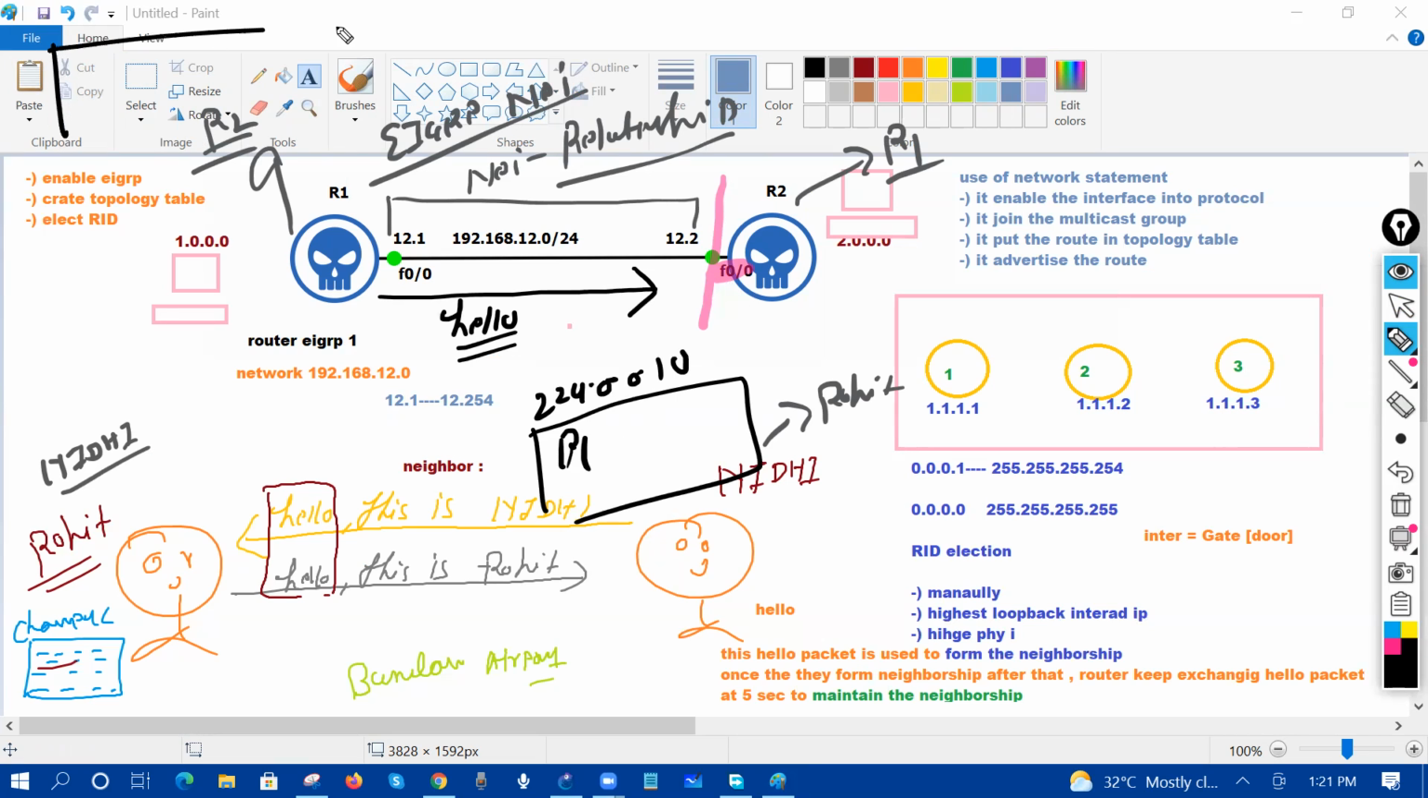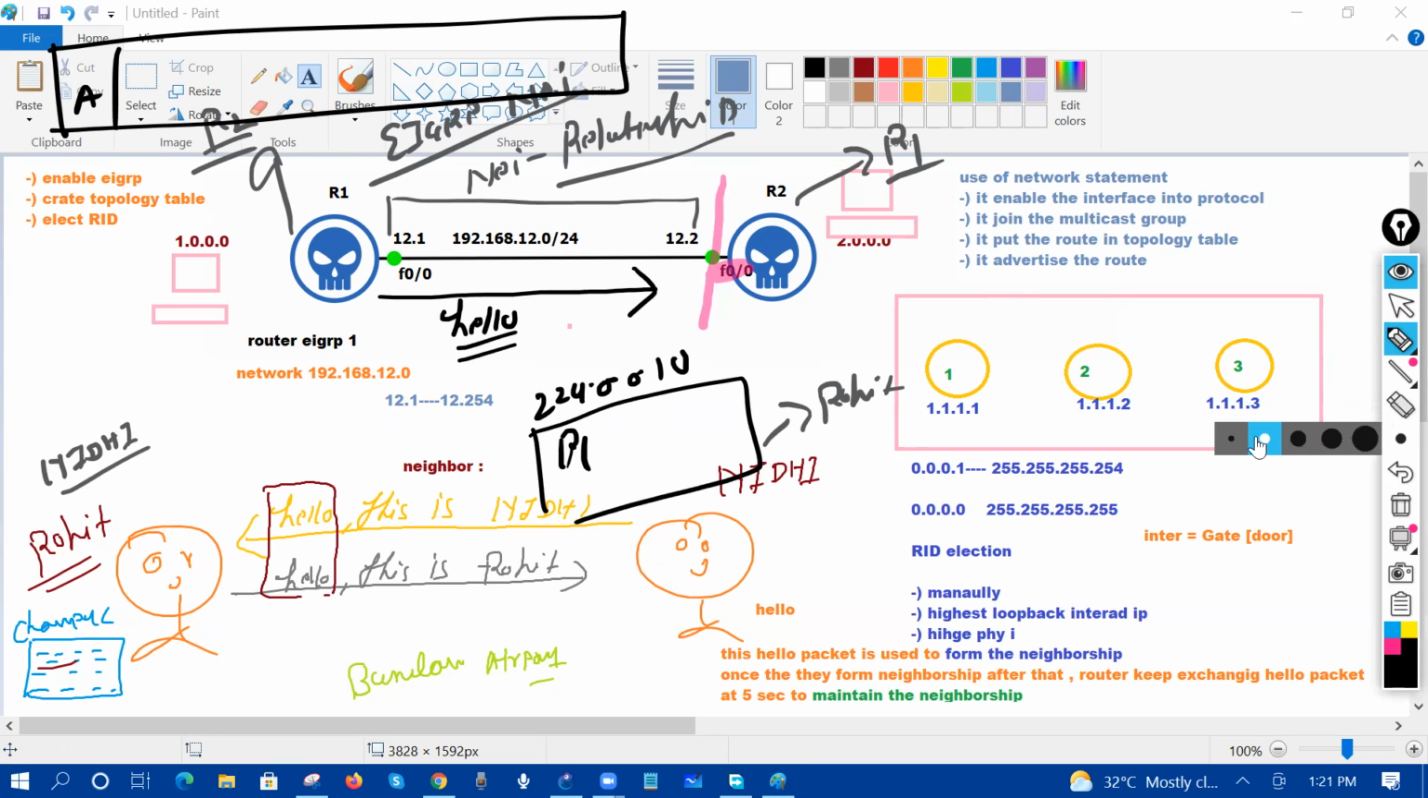In this case, the hello packet will look like this. We have a source MAC address of this interface, MAC address A. Destination MAC address will be the multicast MAC address of EIGRP, 0100.5E00.000A, a reserved multicast MAC address for EIGRP. I'll let you know how this multicast will be calculated in the multicast chapter. But yeah, this is the reserved MAC address for multicasting.